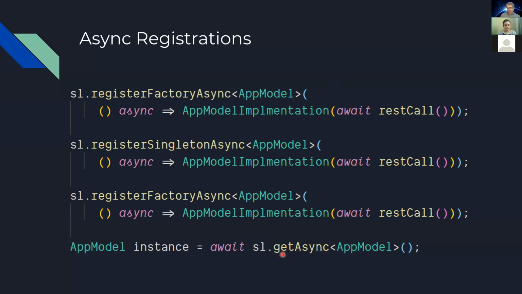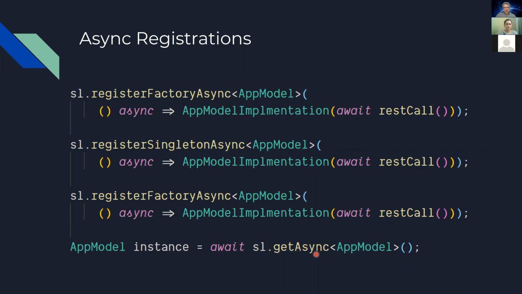Actually, it's not completely true. This is true if you use factories, you always have to use this. But in case you know it's already created, you can also directly access the object with get. But if you are not sure, you have to use getAsync in this case. We will have some nice helpers to make this more comfortable.